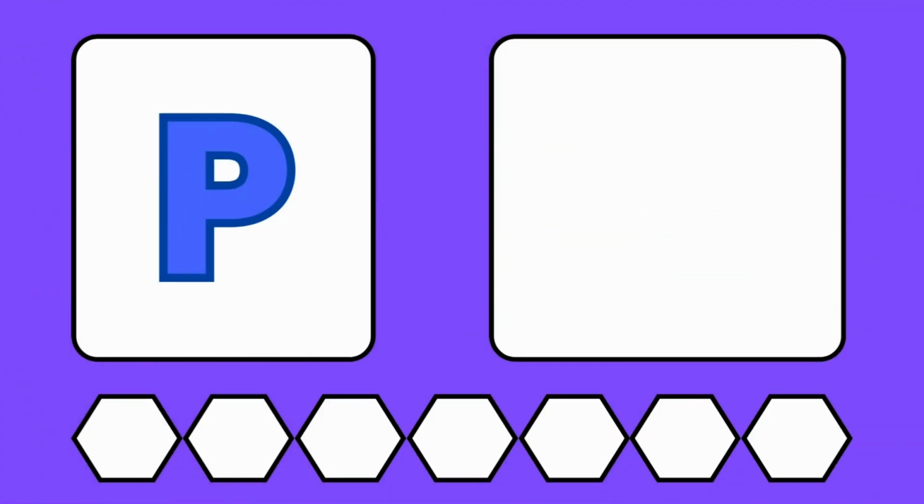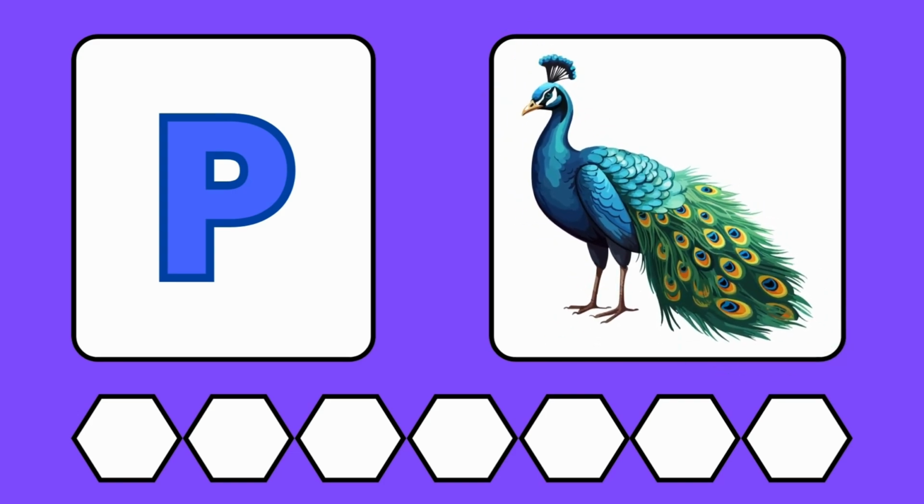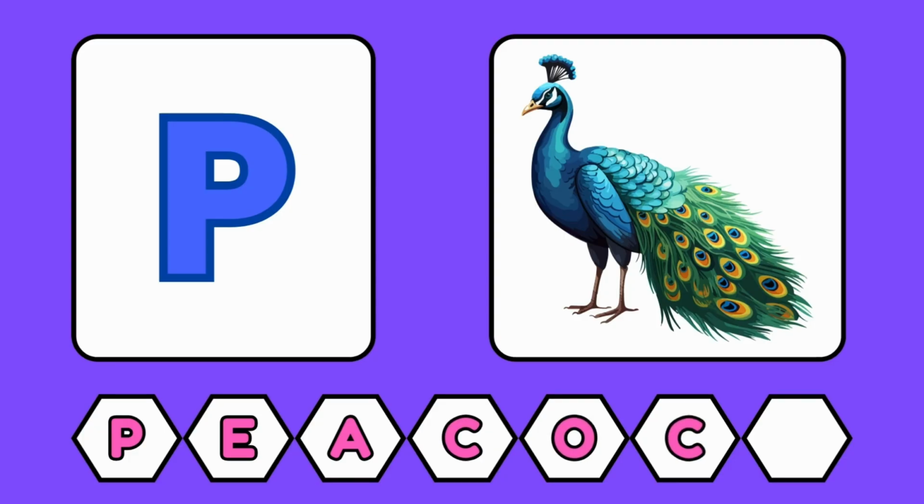P. P is for peacock. Let's spell it. P. E. A. C. O. C. K. Peacock.